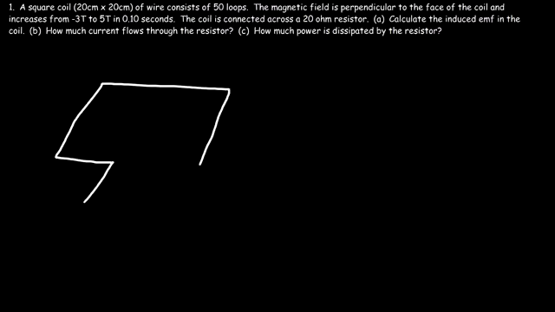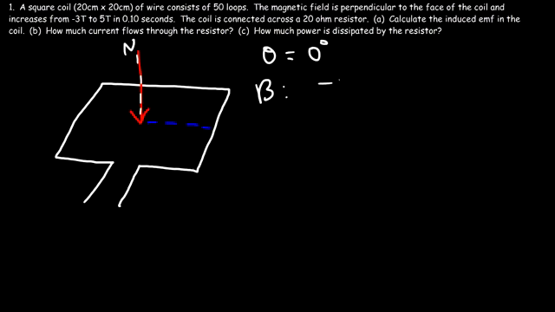So let's say this is the coil, and let's say the magnetic field is going straight into it. It's perpendicular to the face of the coil, but it's parallel to the normal line, which means the angle between the normal line and the magnetic field is 0 degrees. Now the magnetic field increases from -3 Tesla to 5 Tesla.